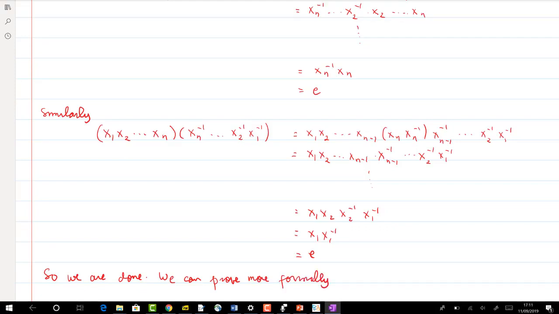And as I said earlier, if you are uncomfortable with the argument that the middle term disappears and then we keep doing that until the last one is x1 inverse, then you can argue this more formally using induction.